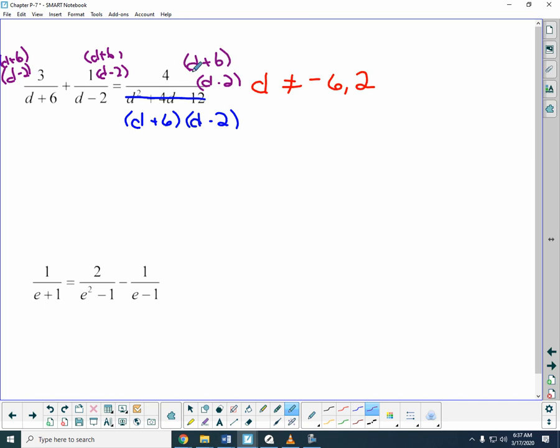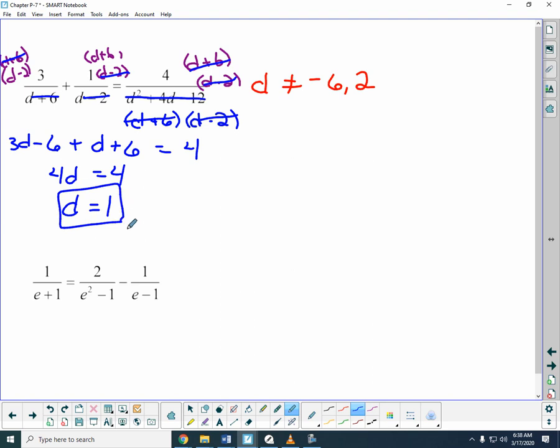And what's going to happen is that I can cancel out the d plus 6's, distribute the 3, and I get 3d minus 6 plus, the d minus 2's cancel, I get 1 times d plus 6 is d plus 6, equals, the d plus 6 cancels and the d minus 2 cancel, and I just get 4. Combine my like terms, 3d plus d comes out to be 4d. Minus 6 plus 6 cancel, and I get equals 4. Divide both sides by 4, and I get d equals 1.